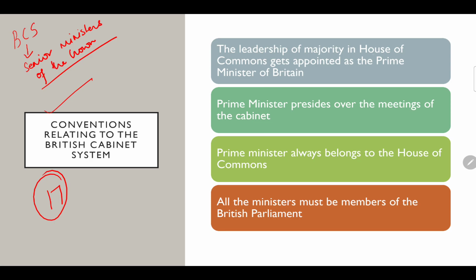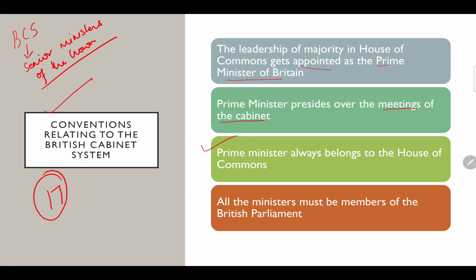The leader of the majority in the House of Commons gets appointed as the prime minister of Britain. Whichever house group has a majority, from that particular group one prime minister is selected. The prime minister presides over the meeting of the cabinet.